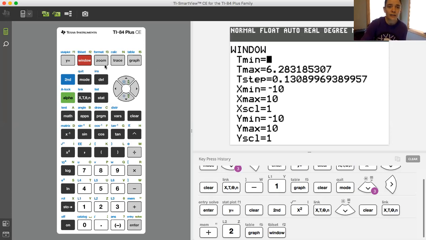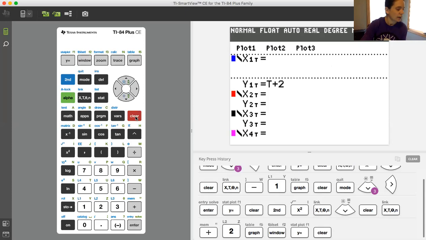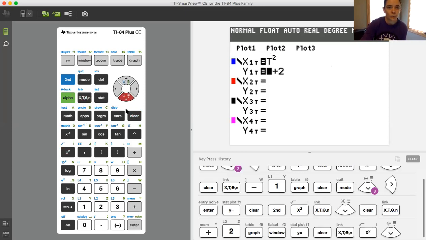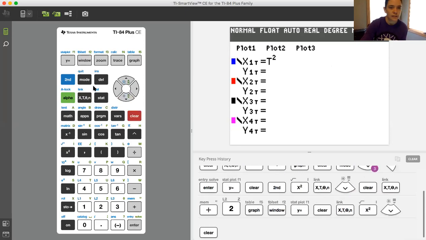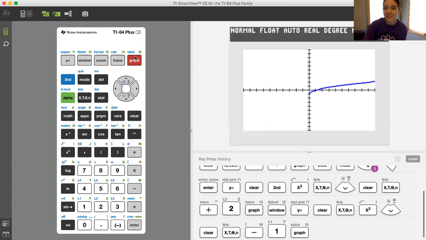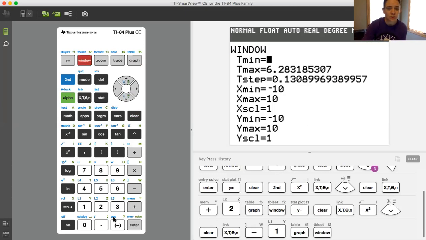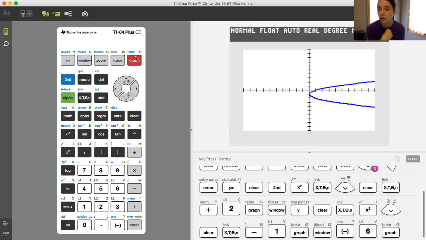But remember that if you want to go back, if I went to y equals and we put in t squared and we put in t minus 1, notice how it's not the entire graph that we just did. But if I went to window and said I want you to start at -6 for t, then you would be able to see all of it.